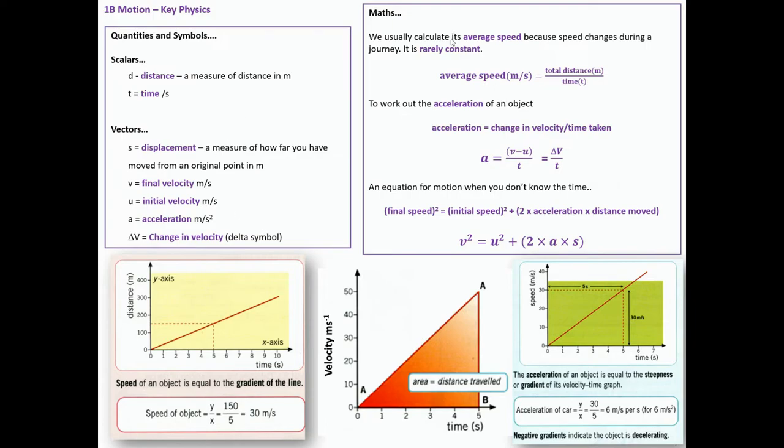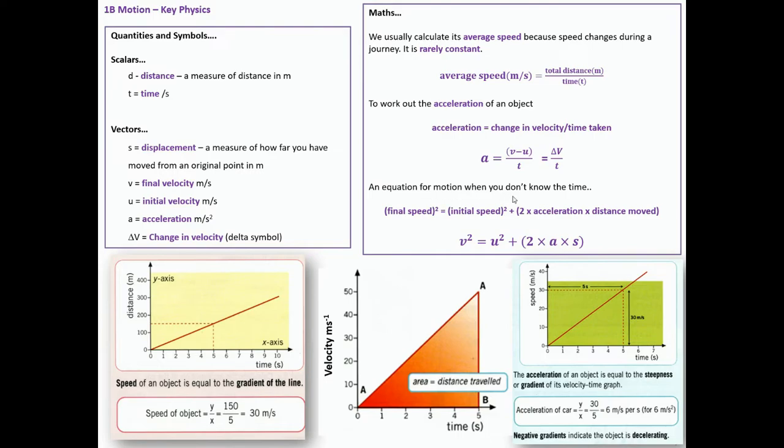Maths then. We usually calculate average speed for an object because the speed changes during the journey, so it's rarely constant. Average speed will be your total distance divided by the time for the journey. To work out the acceleration of an object, acceleration is change in velocity over time taken. Change in velocity is very important. It's either V take U, final take initial. That takes account if you don't start from 0 at a graph, you might be starting at 10 and go to 30, so it'd be 30 take 10. And you could write delta V if you know it's a change.